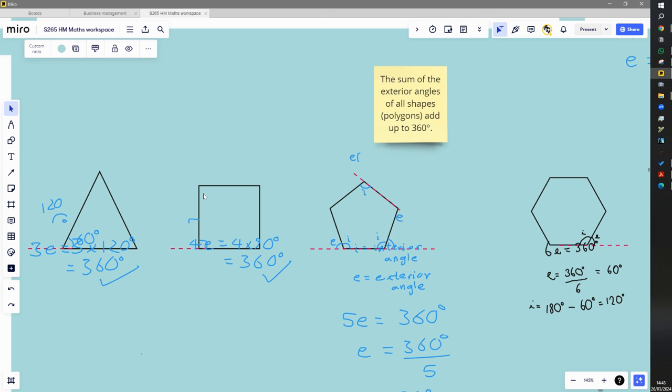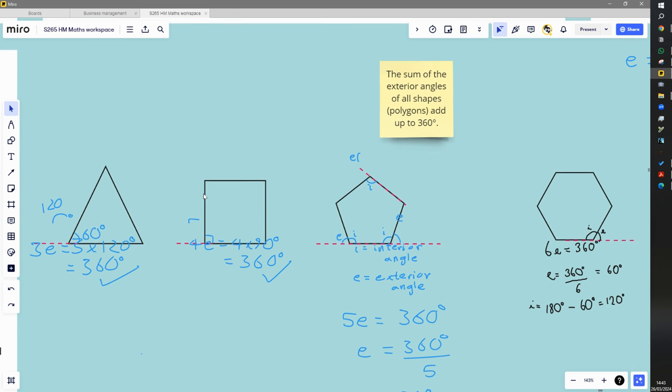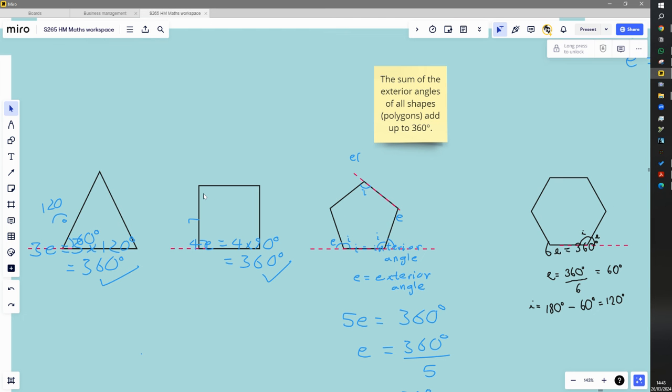Whoops. Let's try that again. I mean this angle. Oh my god. Why is it not letting me use the pen?